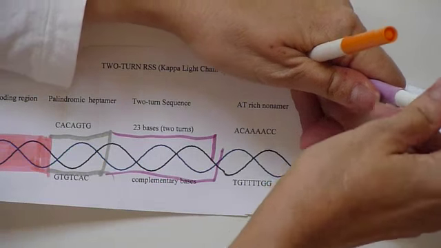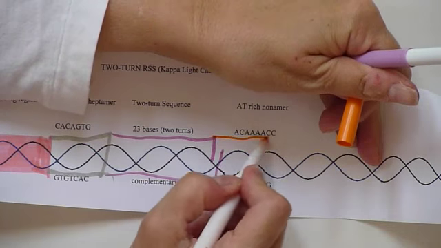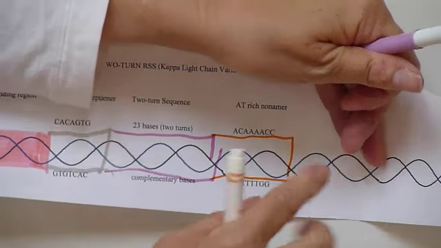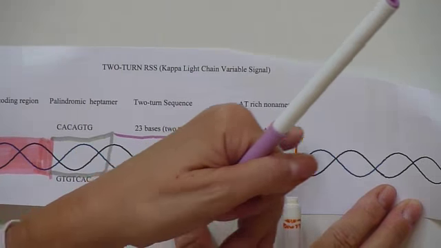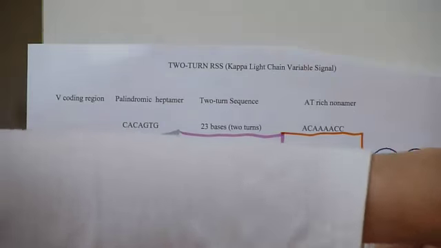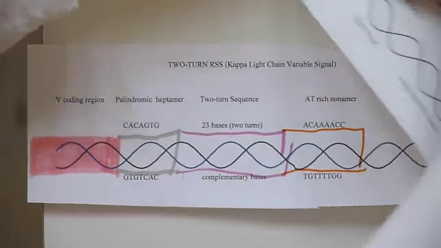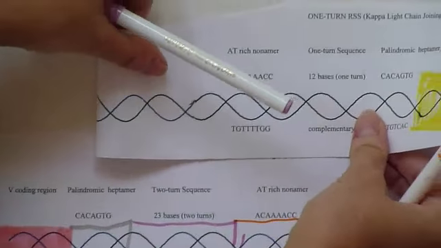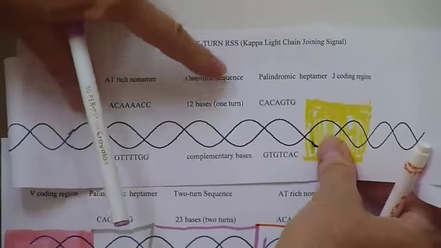What follows after this downstream is the nonamer. That's 9 bases, and it's an AT-rich nonamer, so we have lots of A's on one side, and as it turns out, lots of T's on the other. If I look at the joining region, I see that I have sort of the mirror image of this.